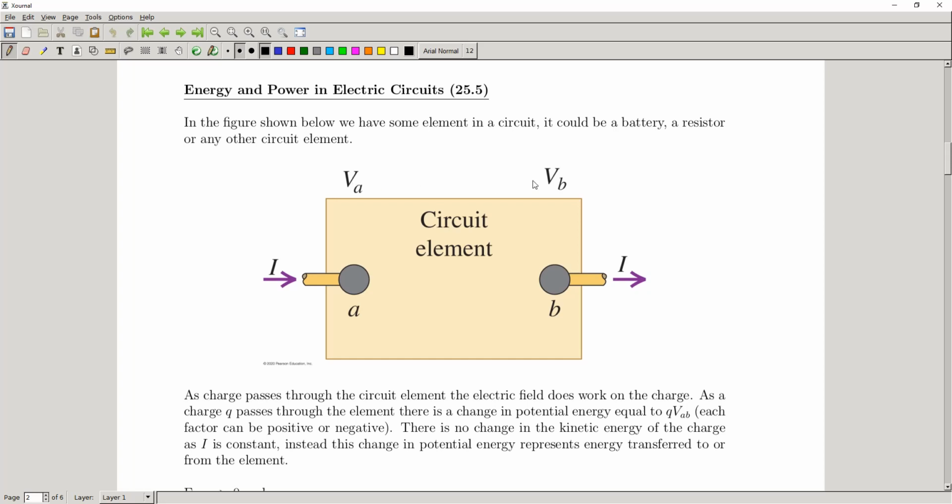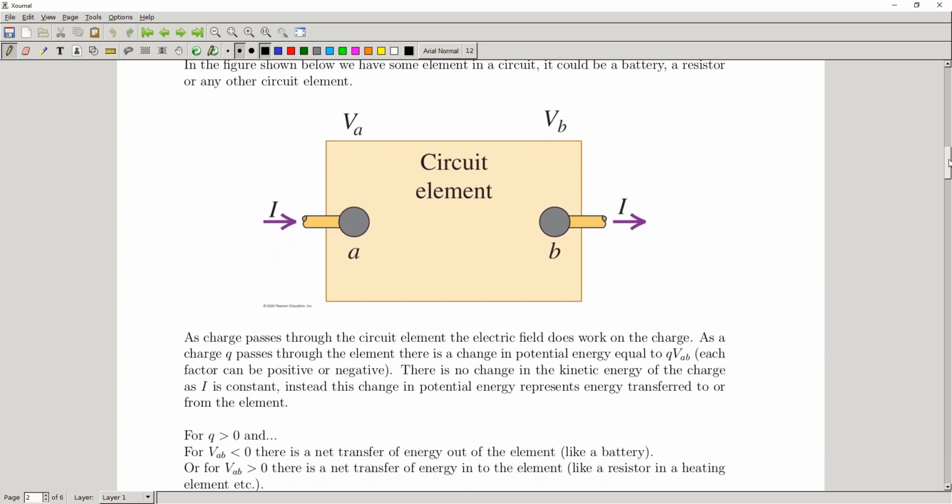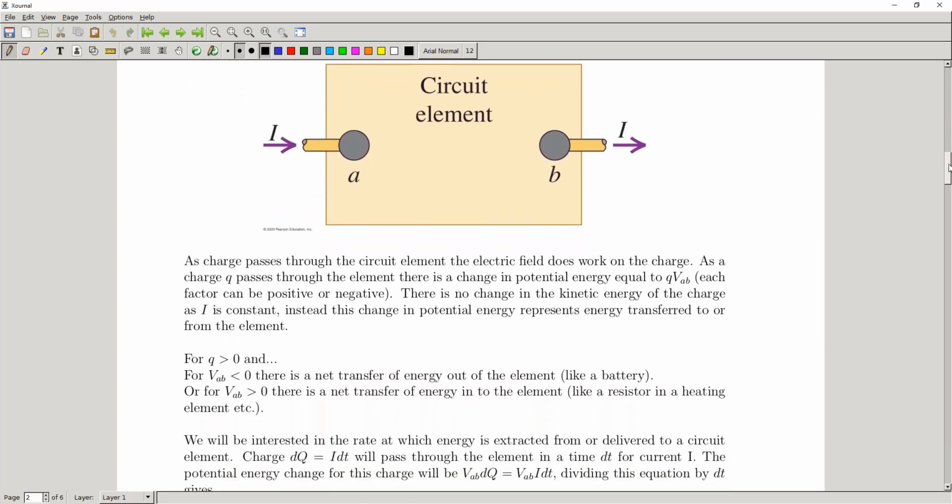So we have some VA and some VB. So we have some VAB. And we have some current going through this circuit element. Okay. So as charge passes through this circuit element, the electric field is going to do some work on this charge. As charge Q passes through this element, there's going to be a change in the potential energy associated with this charge that's going to be equal to Q VAB.